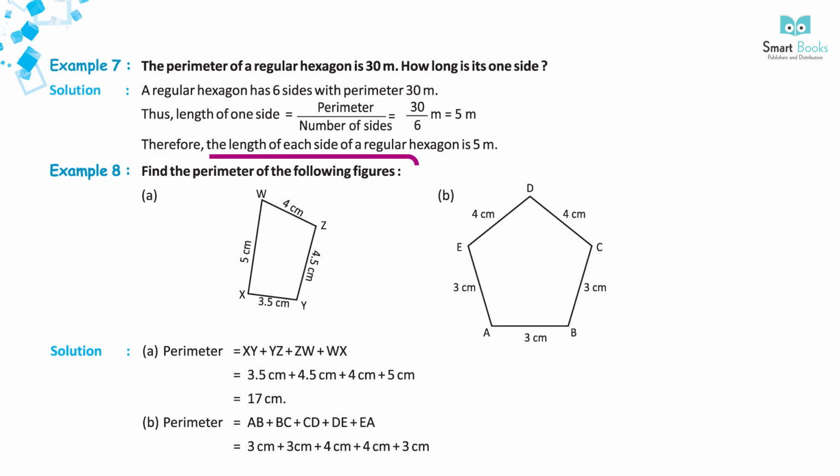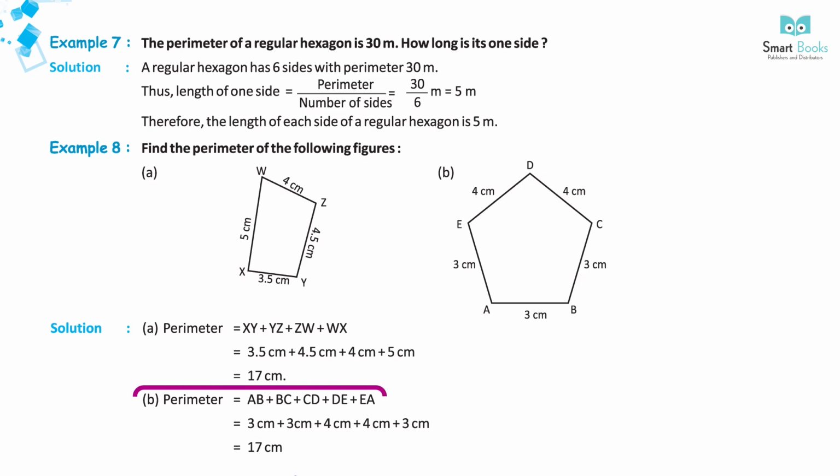Example 8. Find the perimeter of the following figures. Solution. A. Perimeter is XY + YZ + ZW + WX, which is 3.5 cm + 4.5 cm + 4 cm + 5 cm, which is 17 cm. B. Perimeter is AB + BC + CD + DE + EA, which is 3 cm + 3 cm + 4 cm + 4 cm + 3 cm, which is 17 cm.